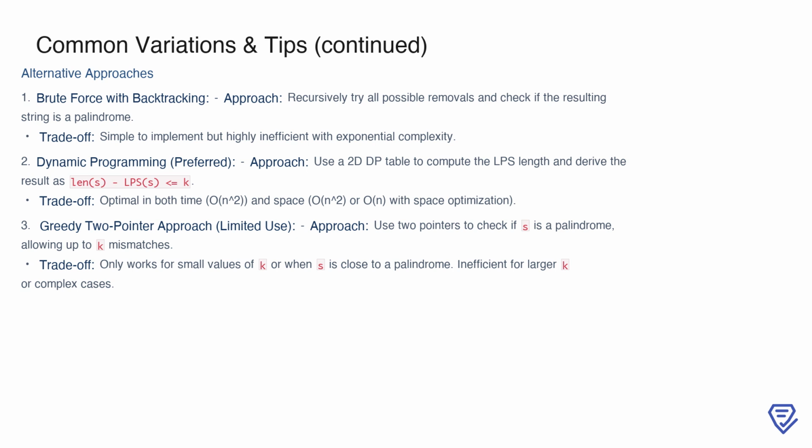This method is efficient in both time and space, with a time complexity of O(n squared), and space that can be optimized to O(n). Another option is the greedy two-pointer approach, where you use 2 pointers to check if the string is a palindrome while allowing up to k mismatches. However, this method has limited use, as it's most effective when k is small or when the string is already close to being a palindrome. For larger values of k or more complex cases, it becomes inefficient. Choosing the right approach depends on the constraints and characteristics of the input.